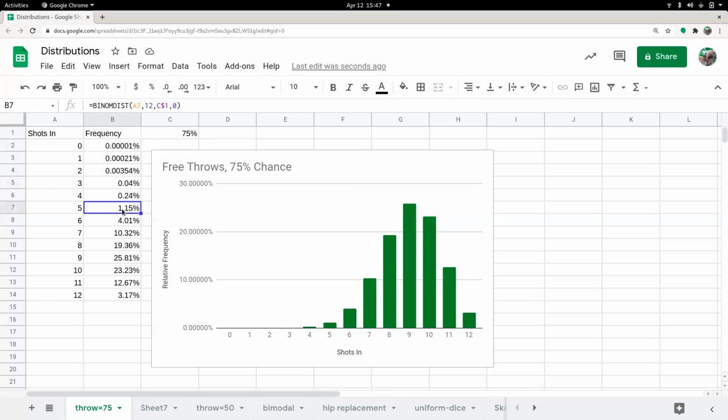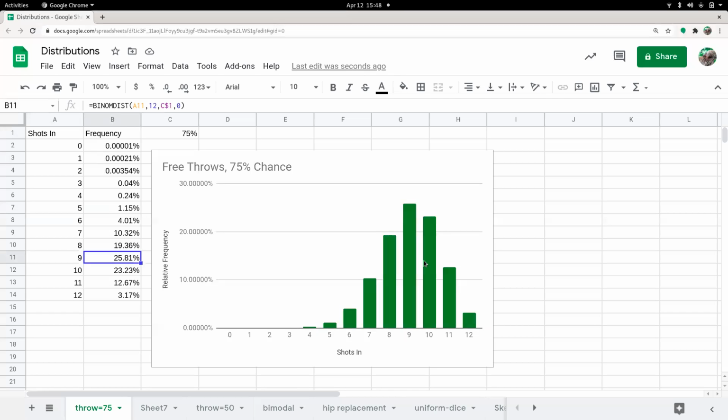Look at this one right here. The chance of getting only 5 out of 12 in, right? They miss the other 7. They get 5 in. That's unusual because they usually get 9 out of 12 in. 75% of 12 is 9. So we can see that should only happen about 1% of the time. They'll get 6 in about 4% of the time, and 25%, that's the highest percentage here, they'll get 9 shots in 25% of the time.